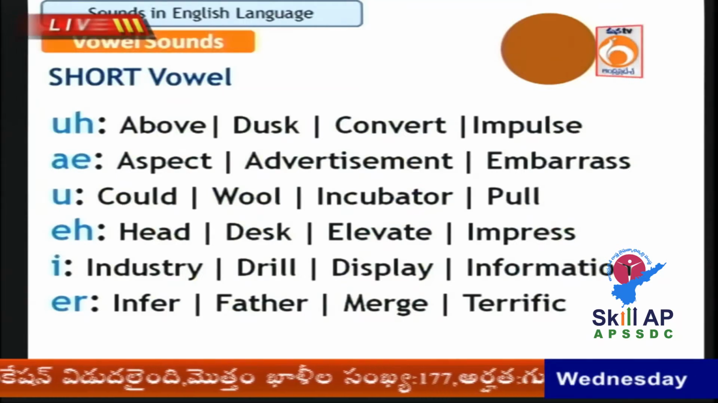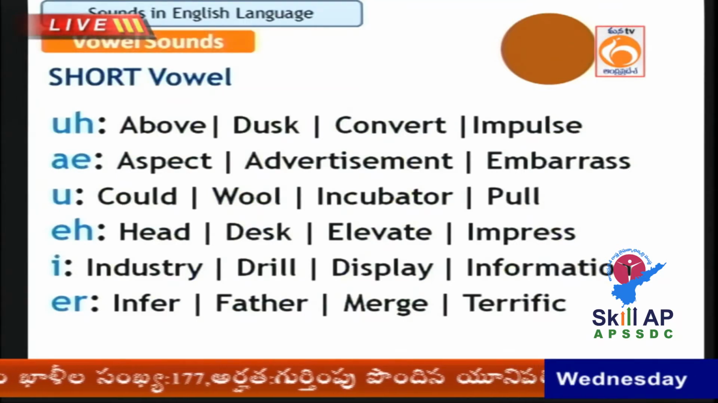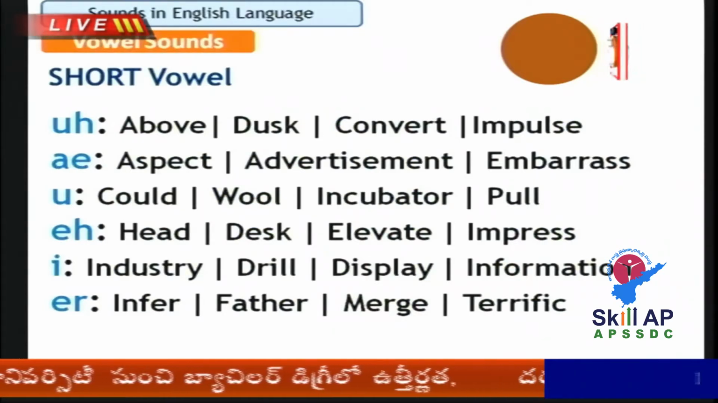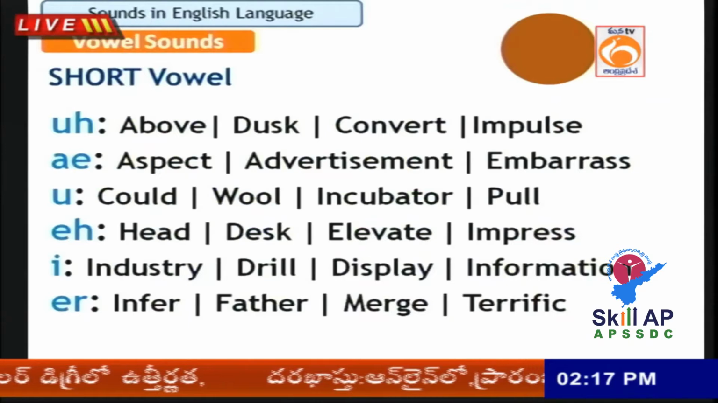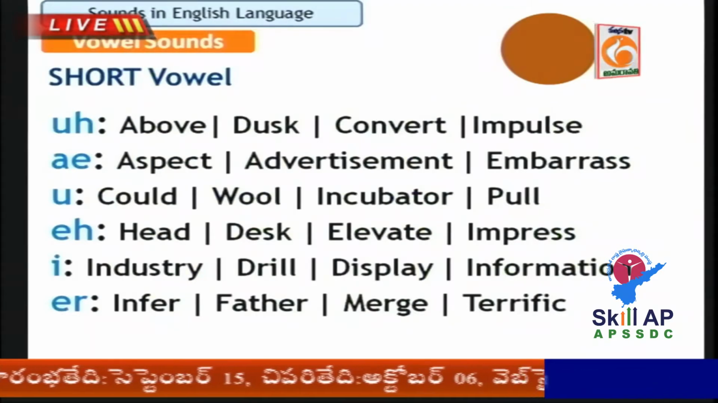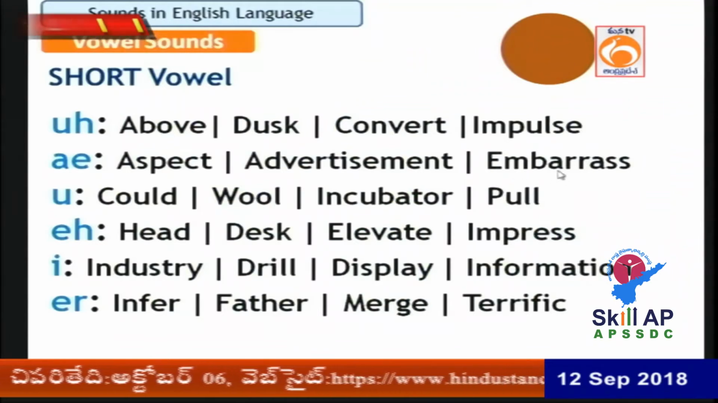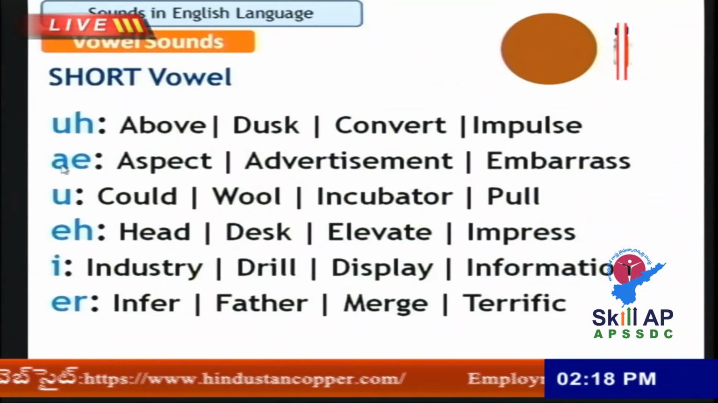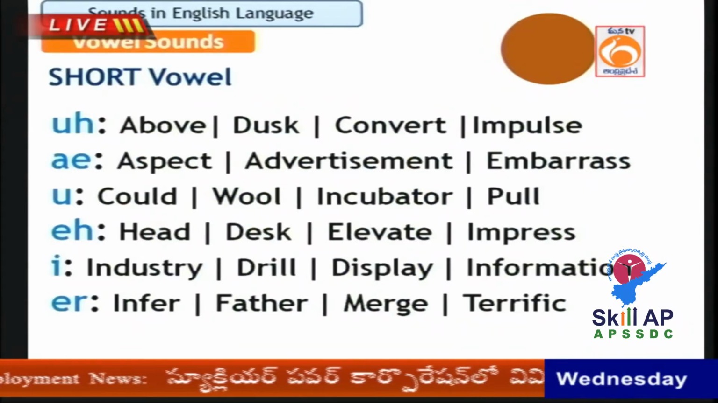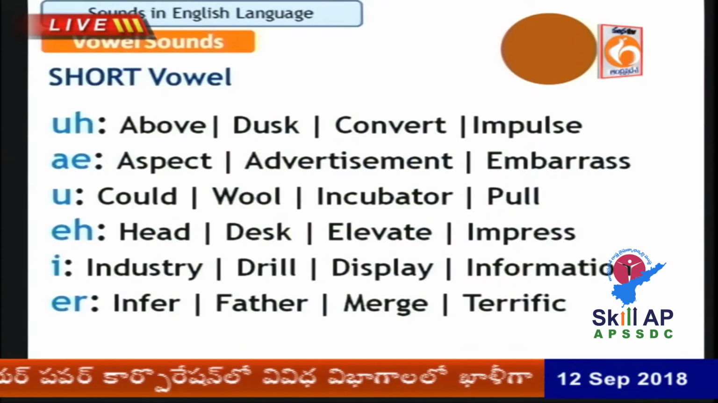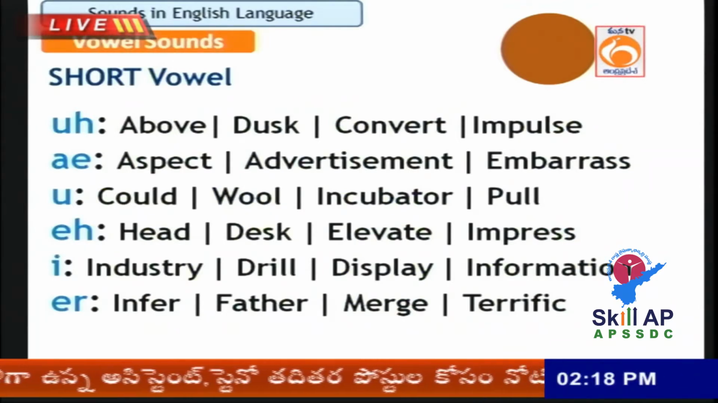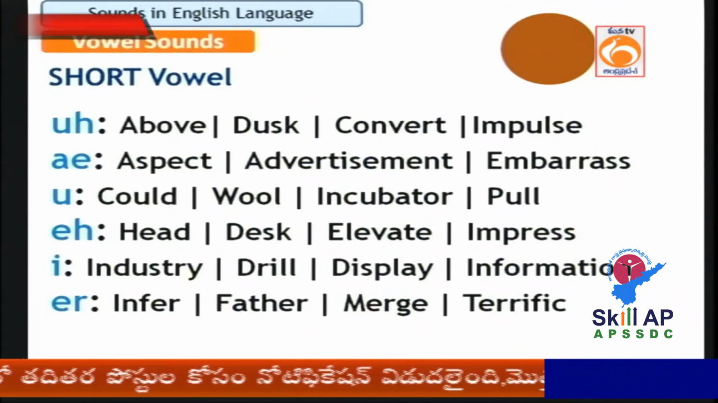Then we have a sound. A, for example, aspect, advertisement. You can also pronounce that as advertisement, but advertisement is the more universal pronunciation. Embarrass. So where do we have the pronunciation in embarrass? In ba, embarrass. A, for example, cat, bat, mat, sat, all these have the a sound. Then we have u, for example, could, wool, incubator, impress.